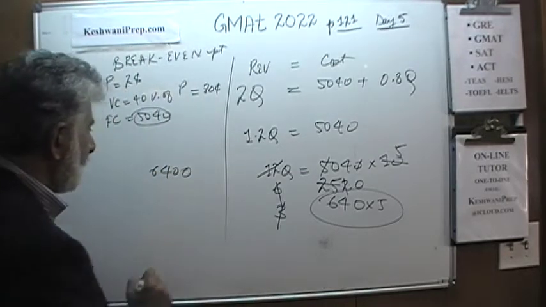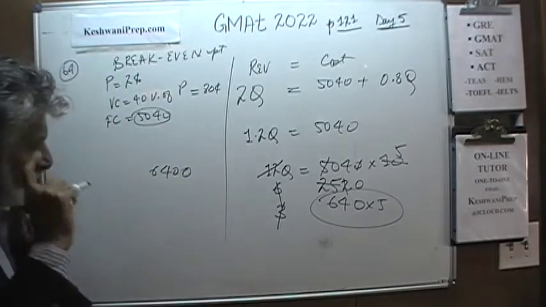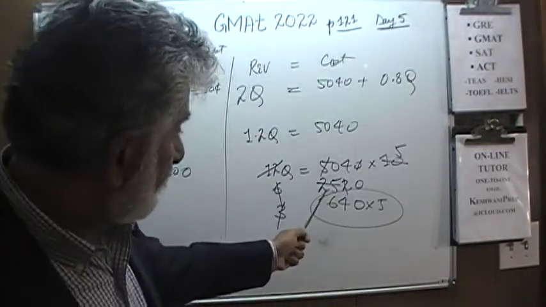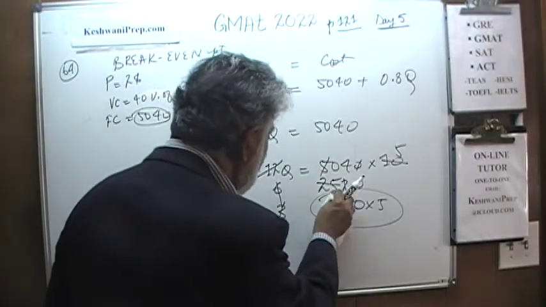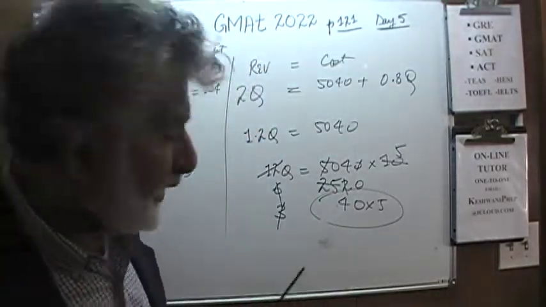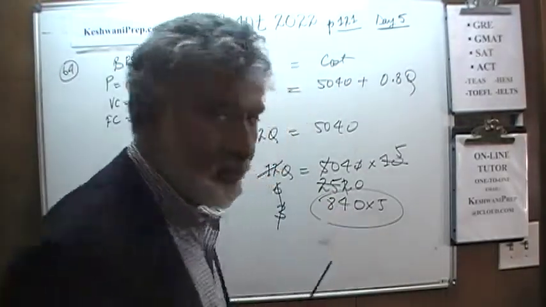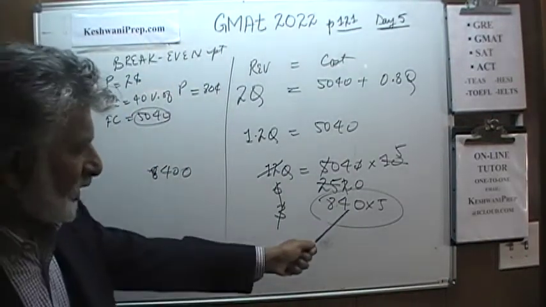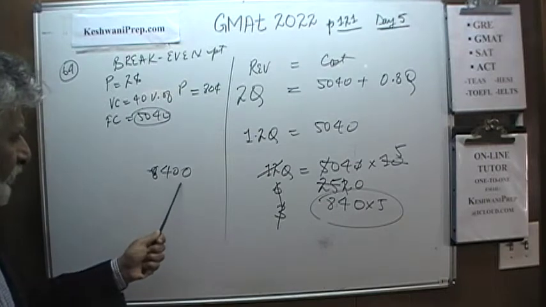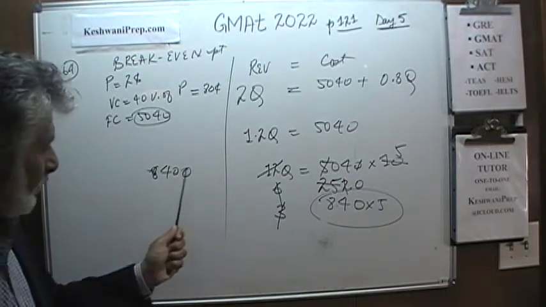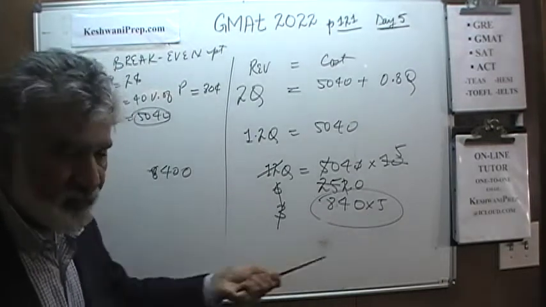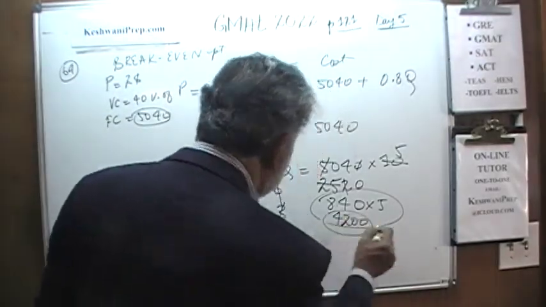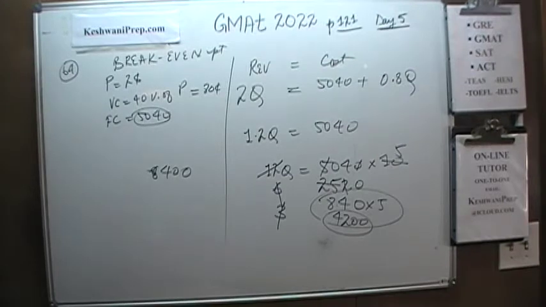640 times 10 would have been... this should have been 8. 24. 8 3s are 24. So it's 840. So if you multiply this quantity by 10, you end up at 8,400. We're not multiplying by 10, we're multiplying by 5, so it's going to be half of that, 4,200. 4,200 is the answer.